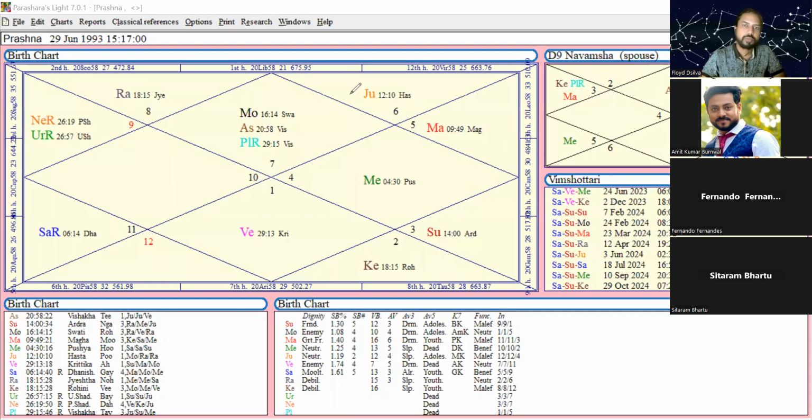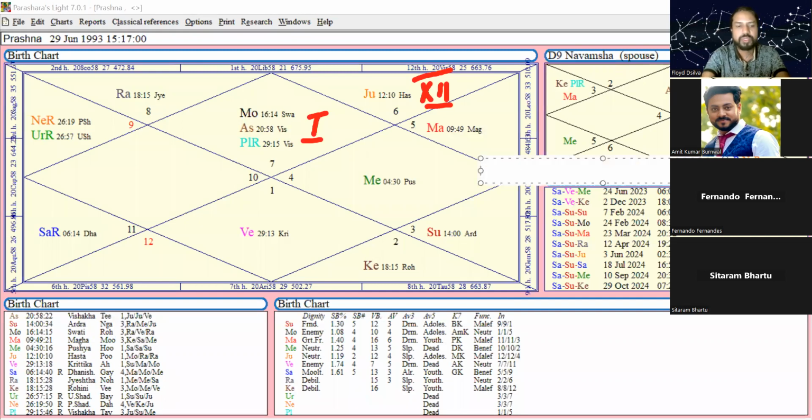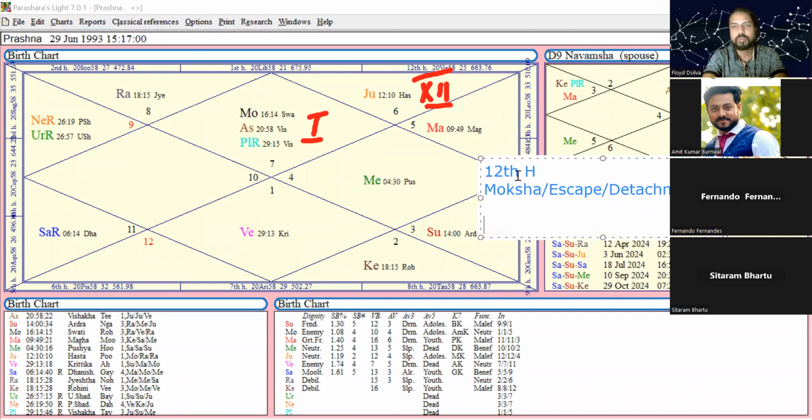Now this person is a woman, so we have to see the position of Jupiter. Jupiter is in the 12th house. Before the first house, the 12th house comes, and we count anti-clockwise. So what can we say about this person? First, the 12th house. What is the standard meaning? It is the house of foreign land, moksha, escape, detachment.